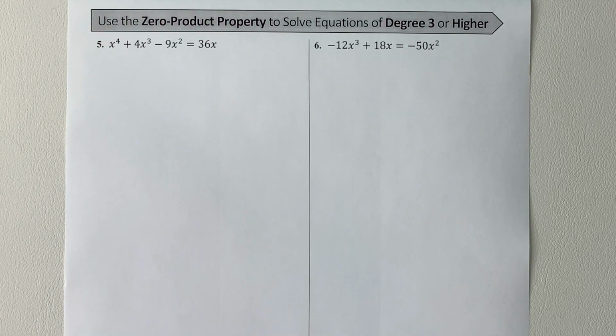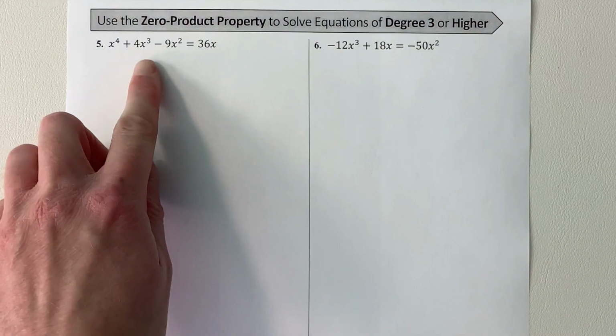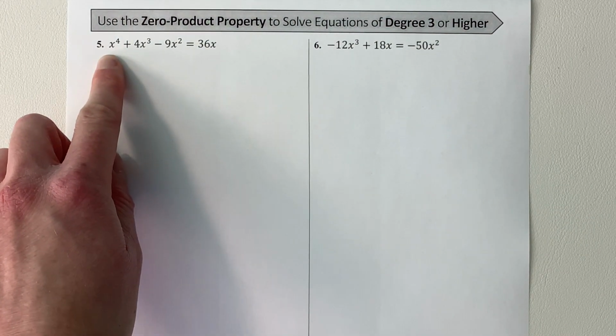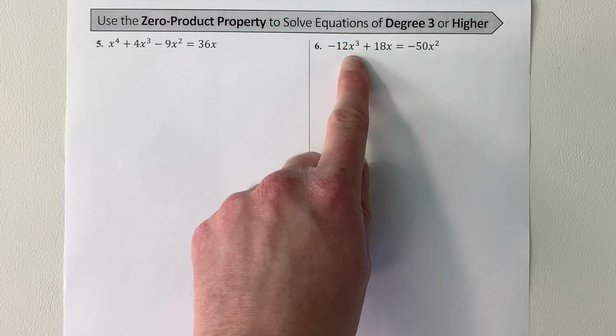Now, we've been factoring quadratics. A quadratic always has an x squared term, and it never has anything higher than an x squared. So a quadratic won't have an x cubed, an x to the fourth, an x to the fifth, or anything higher. These two equations here are not quadratics. This has an x cubed and an x to the fourth, so it's not a quadratic. Same here, this equation has an x cubed, so it's not a quadratic.